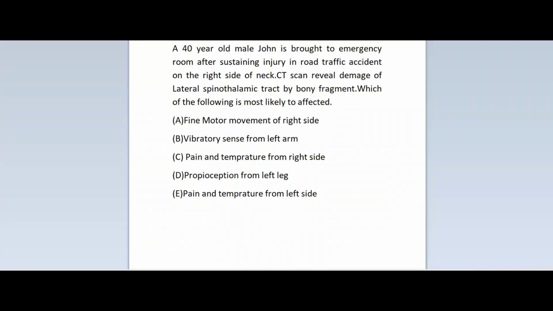The right option for this clinical vignette is pain and temperature from the left side. So why is it not pain and temperature from the right side? Because, as we know, the lateral spinothalamic tract crosses over at the level of the spinal cord. So any injury at the level of the spinal cord will affect the opposite side. With the injury on the right side of the neck, the answer will be the left side, contralateral.